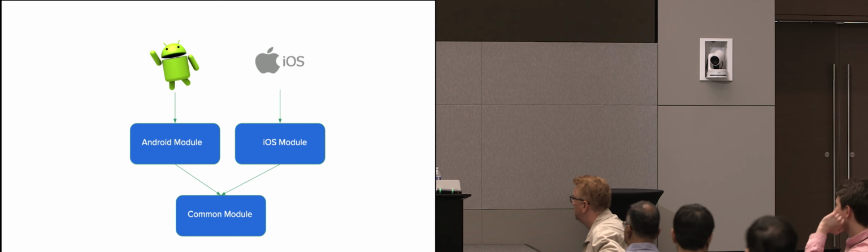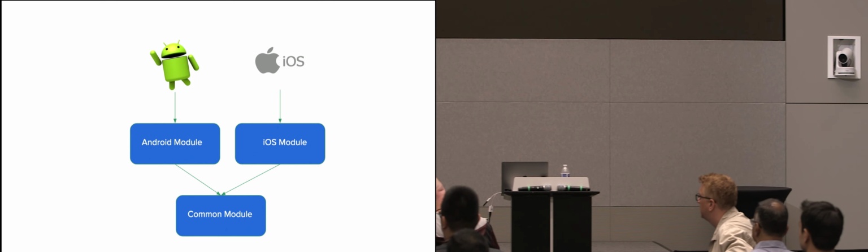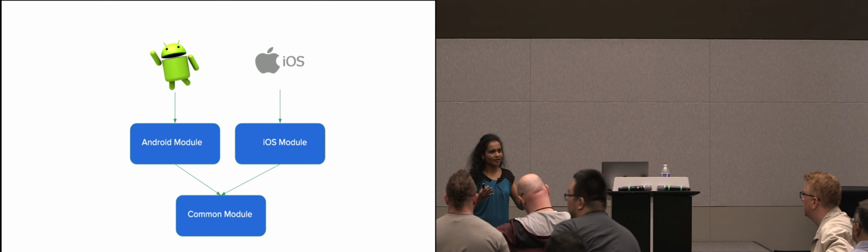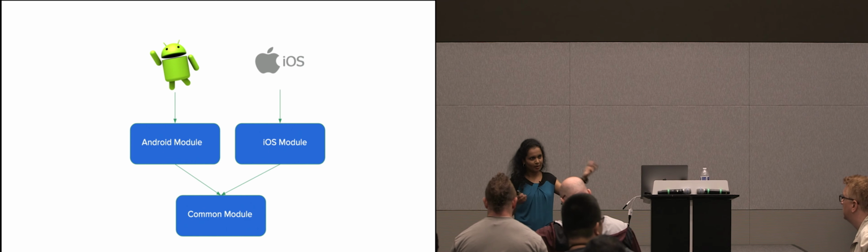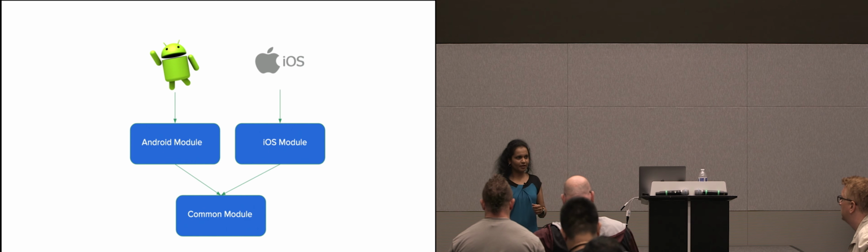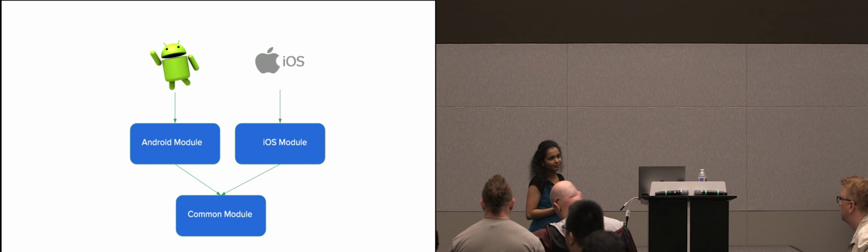Yeah, true. Okay. So bottom line is we need to have the expect and the actual APIs defined, or implementations defined. That way we can have a common module and then the app specific module that would implement those methods. So that's the major idea of Kotlin Multiplatform.